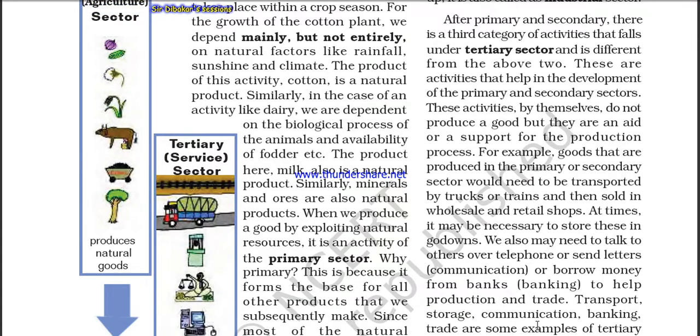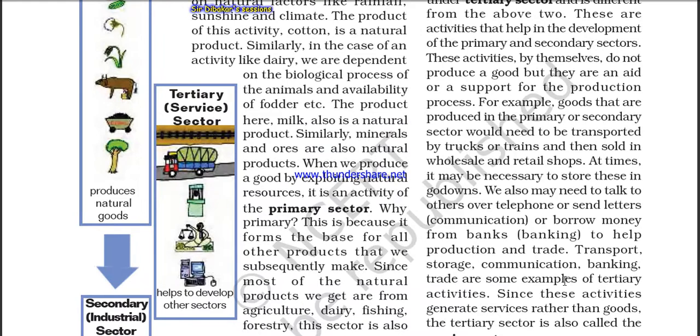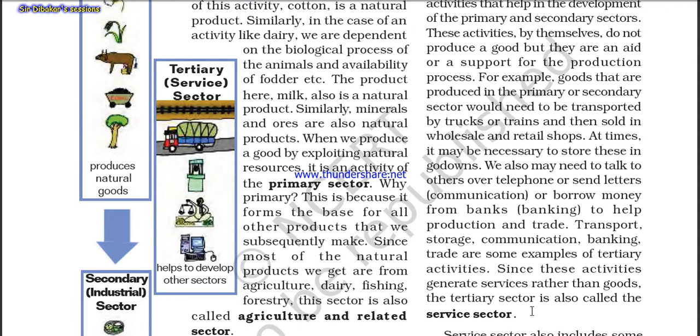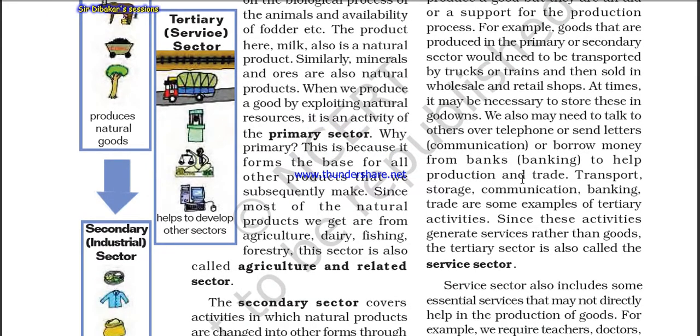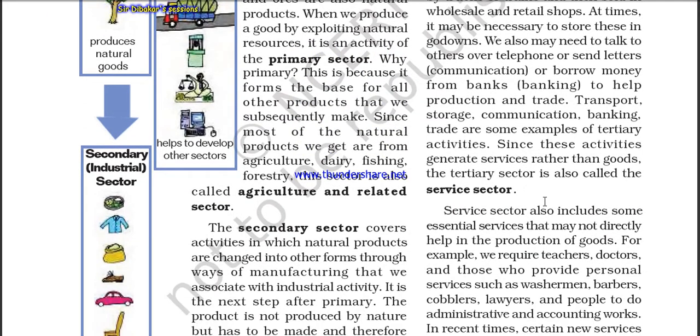There are many other activities: transport, storage, communication, banking, trade are some examples of tertiary activities. Now since these activities generate services rather than goods, this sector is known as service sector. Clear? We don't get goods, we get services. Hence it is known as service sector. Point is clear? Very good. Service sector also includes some essential services that may not directly help in production of goods.